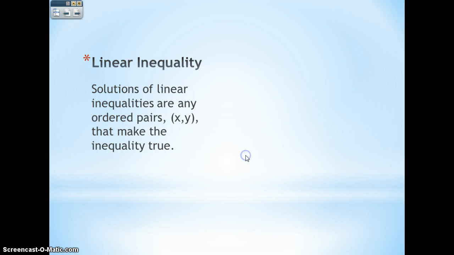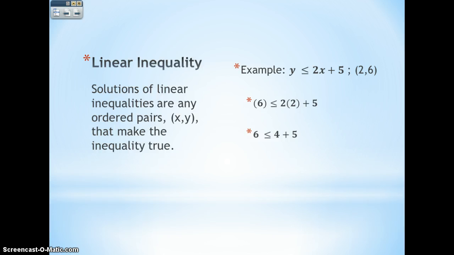Let's look at an example. y is less than or equal to 2x plus 5, and we want to know: is the ordered pair (2, 6) within the solution? Well, we've got an x value and a y value, so let's substitute. 6 is less than or equal to 2 times 2 plus 5. Working through our algebra, 6 is less than or equal to 4 plus 5, or 6 is less than or equal to 9. That's a true statement, so the ordered pair (2, 6) is a solution.